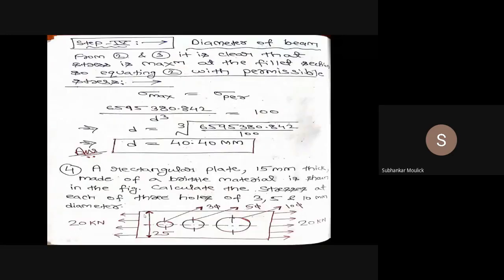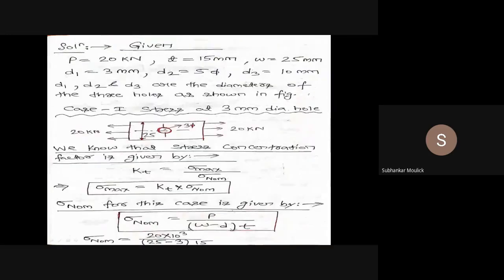Likewise, we can calculate the value of maximum stress for this 5 mm diameter hole as well as for this 10 mm diameter hole also. So case number 2 is when, in the rectangular plate, a 5 mm diameter hole is drilled. That means this is the condition.